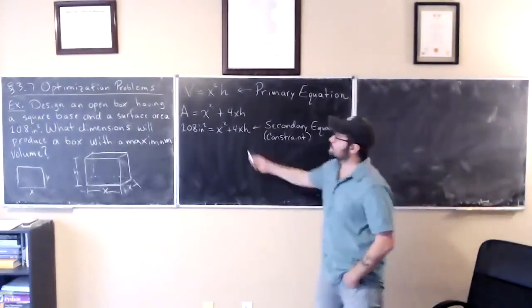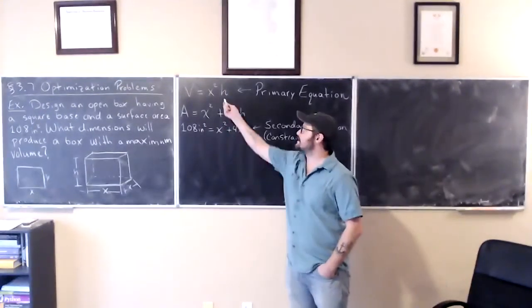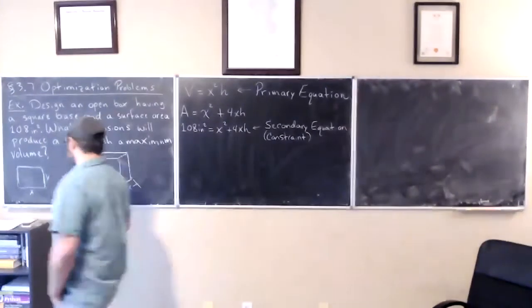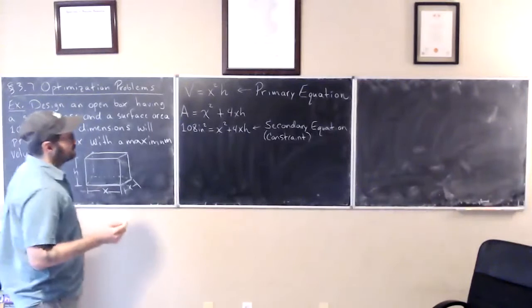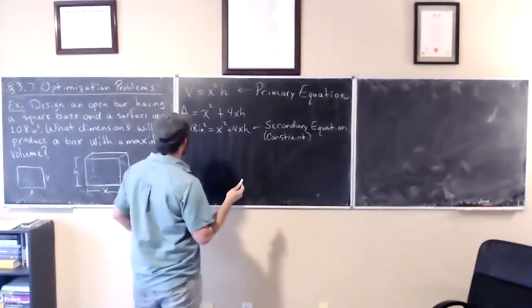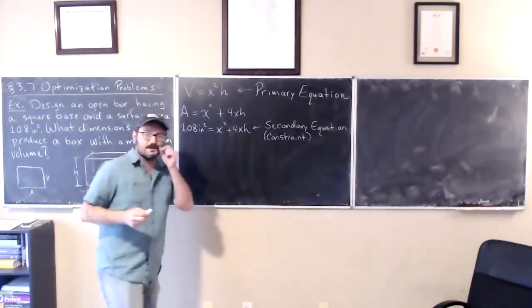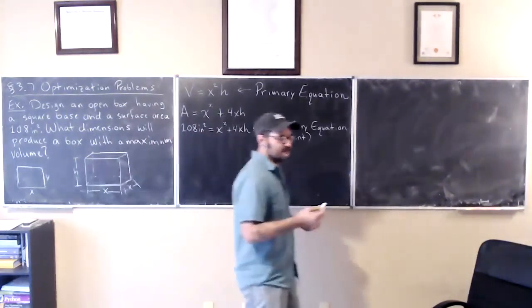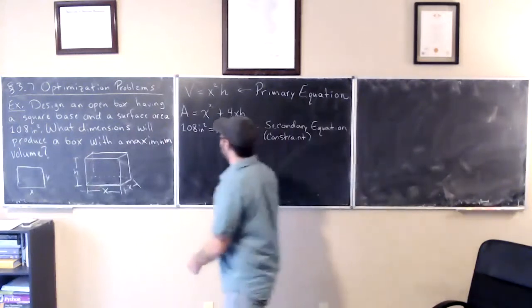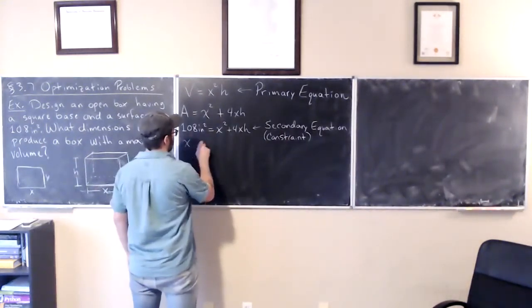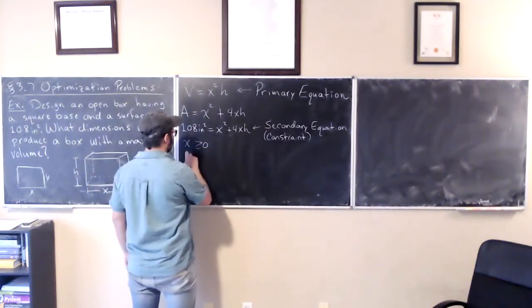We need to maximize this subject to this constraint. Also, we know something about the lengths x and h, right? We know that they're not going to be negative. So we also know that x is greater than or equal to 0, and we know that h is greater than or equal to 0.